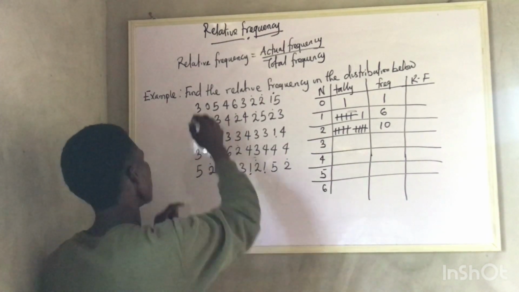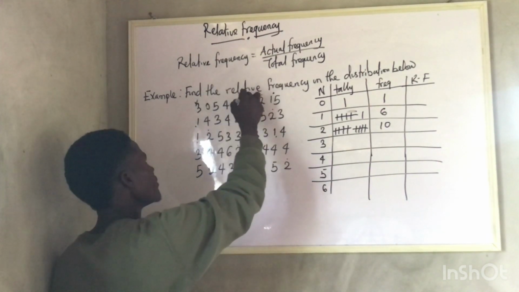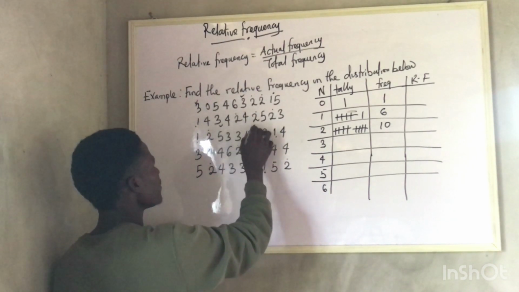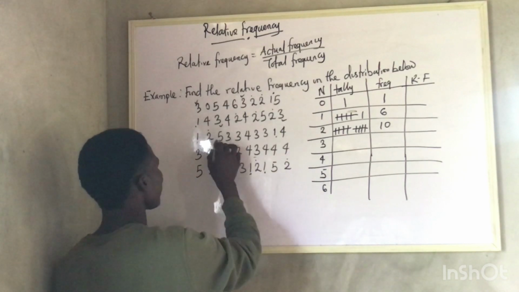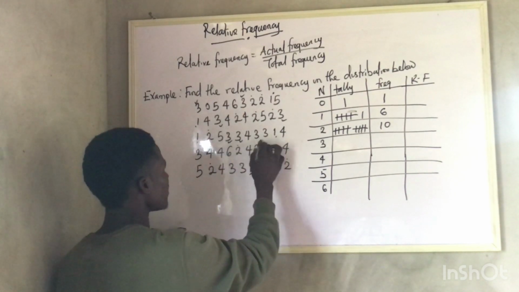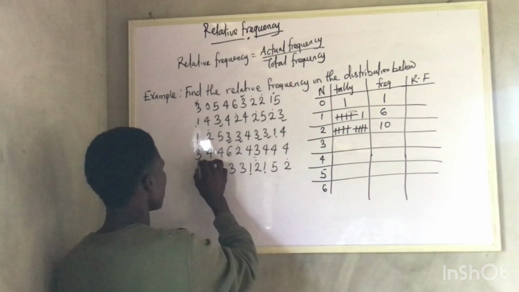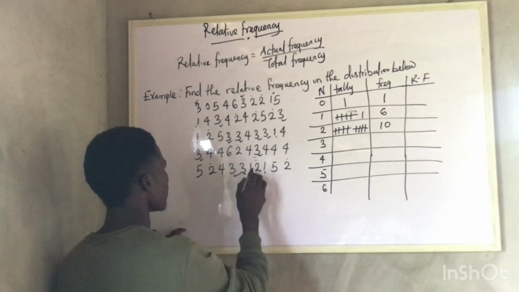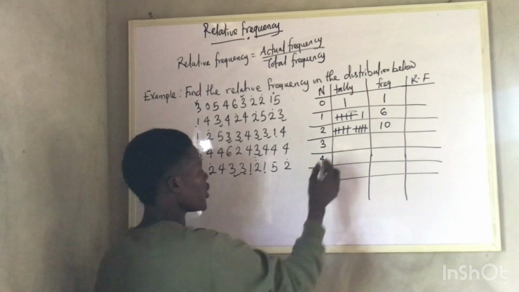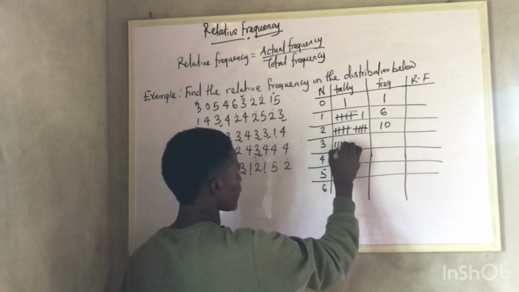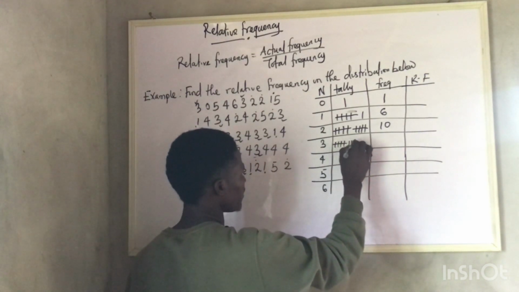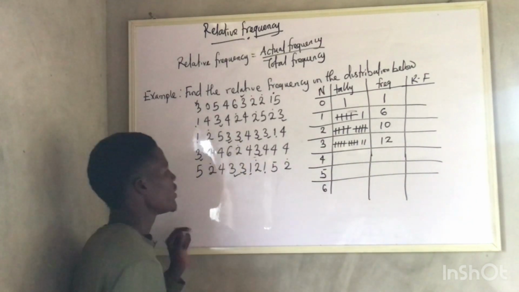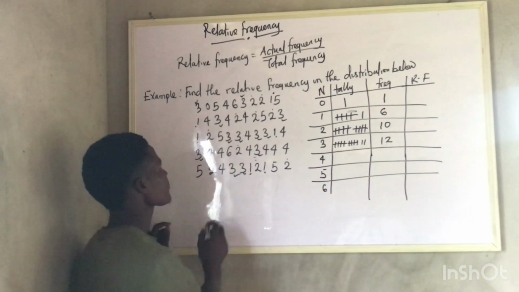3 now, how many? 1, 2, 3, 4, 5, 6, 7, 8, 9, 10, 11, 12. So that is 12. Then 4, how many times?